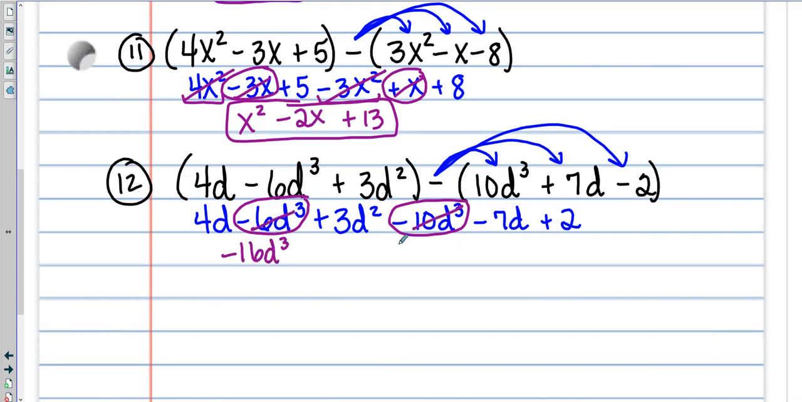So the next term is 3d to the second power. I don't see any others, so I'm just going to bring it straight down. And then next I have 4d right here and negative 7d. So 4 minus 7 is negative 3d. And then my constant that's left over is plus 2. And then you want to double check, can I simplify anything else here? Did I skip anything? Nope. So then this is it. This is our final answer.